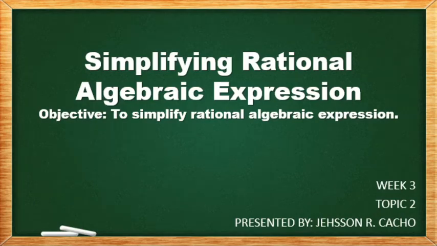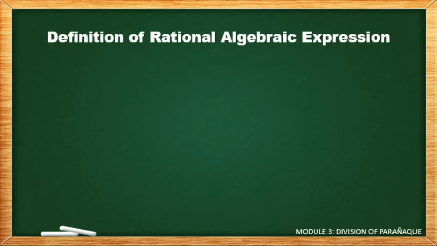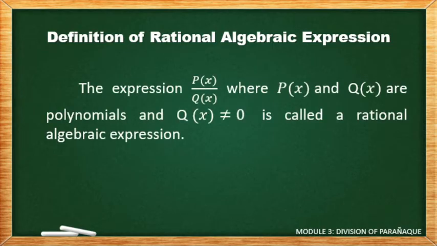Okay, good day. This is our second topic for week 3, simplifying rational algebra expressions. Objective: to simplify rational algebra expressions. So here, let's review or recall the definition of a rational algebra expression. The expression p of x over q of x, where p of x and q of x are polynomials and q of x should not be equal to 0, is called a rational algebra expression. Kapag sinabi kong RAE, it's a rational algebra expression sa'yo na.